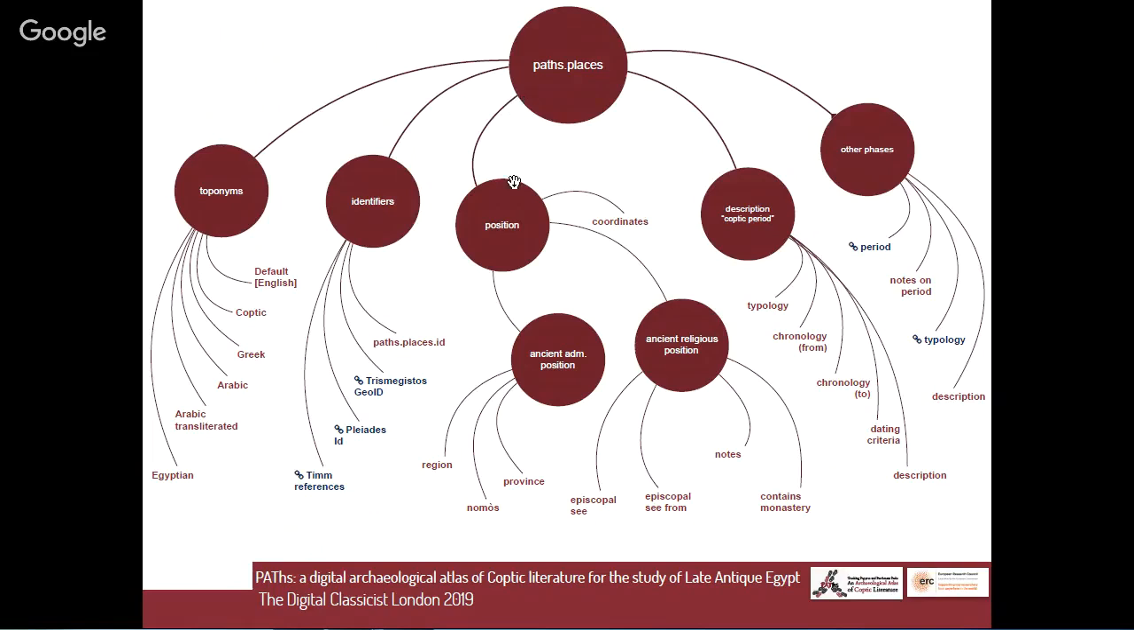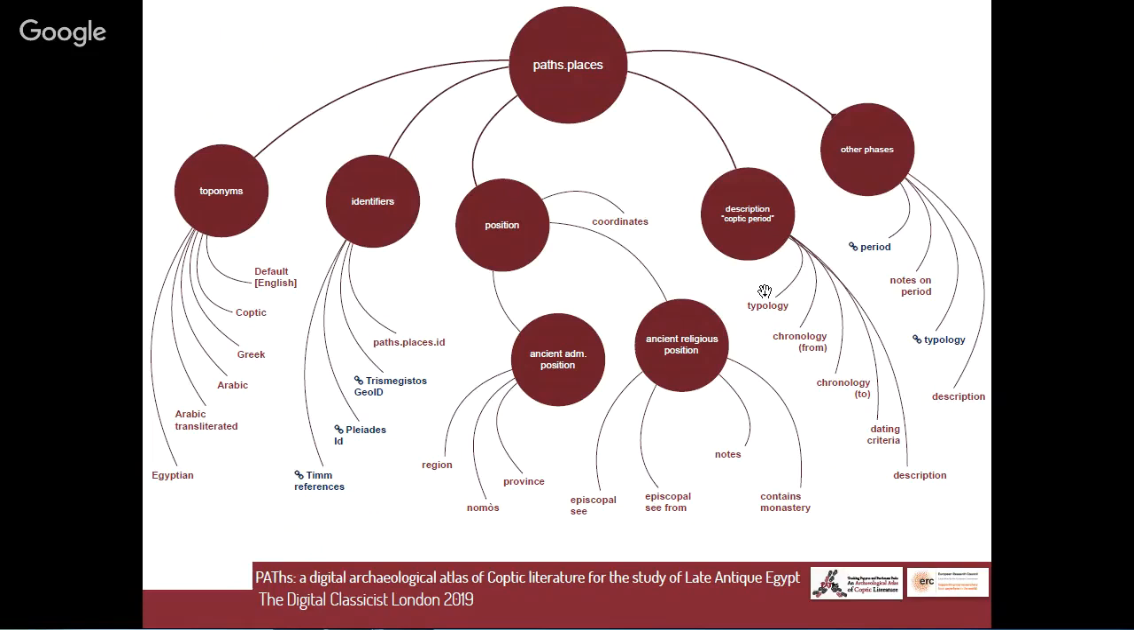And we provide information about the positioning. Coordinates, of course, but also the ancient administrative position by providing the region, the nomos, or the province, or the ancient religious position, episcopal see, yes or no, episcopal see from which year, etc. Notes, sources, whether it contains any monastery, etc. And of course, a general description of the Coptic period. It's better to say late antique or Byzantine period.